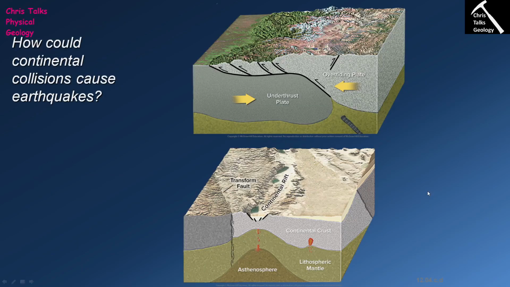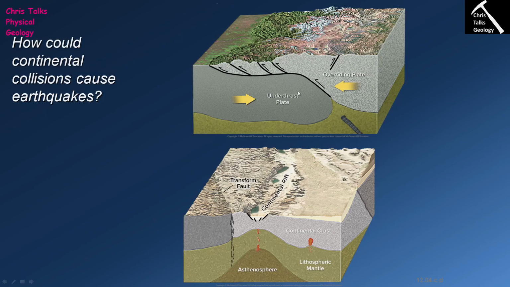So the final thing we need to think about is how could continental collisions cause earthquakes? This is the kind of situation we have with the Himalayas, where we have India smashing into Asia. If we look at this diagram here, you can see we have two pieces of continental crust smashing into each other. This piece here in the darker grey represents India, and this piece here in the lighter grey represents Asia. India has been moving northwards and it's smashed into Asia. And so what's happened is the Indian continental crust is actually being underthrust under the Asian continental crust.